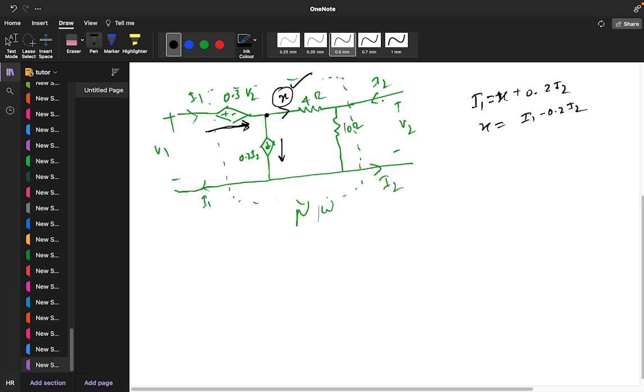Okay, what about this branch current? If you want to find this branch current, one current X is coming and current I2 is coming, so X plus I2 will be the current. Put the value: I1 minus 0.2 I2 plus I2 is your branch current. So what you are getting is I1 plus 0.8 I2, right?